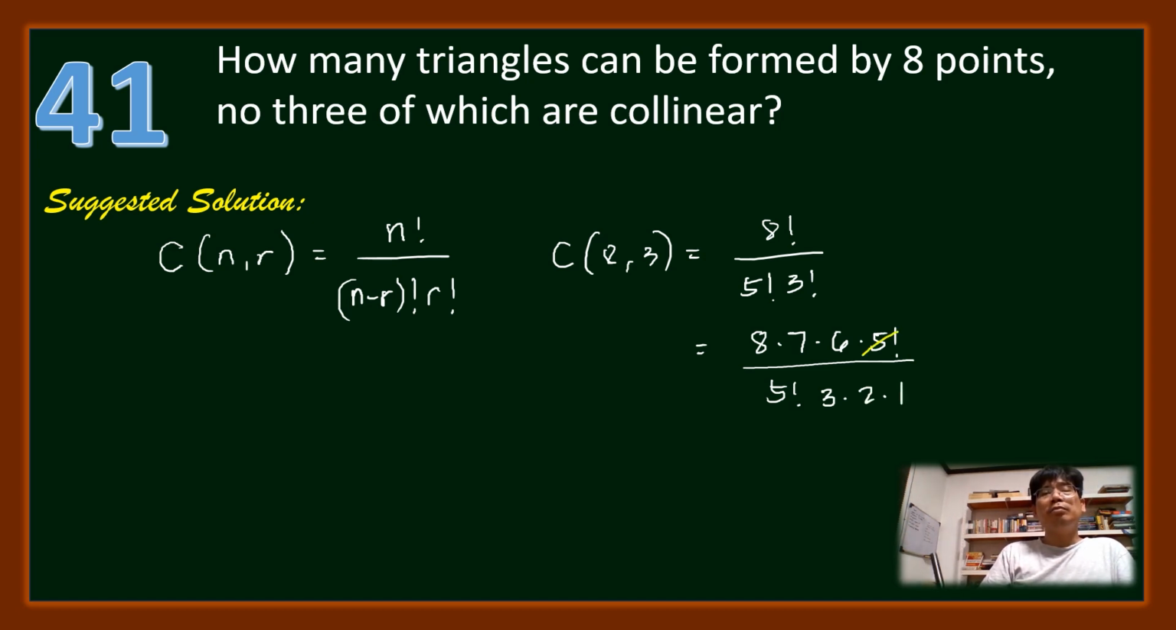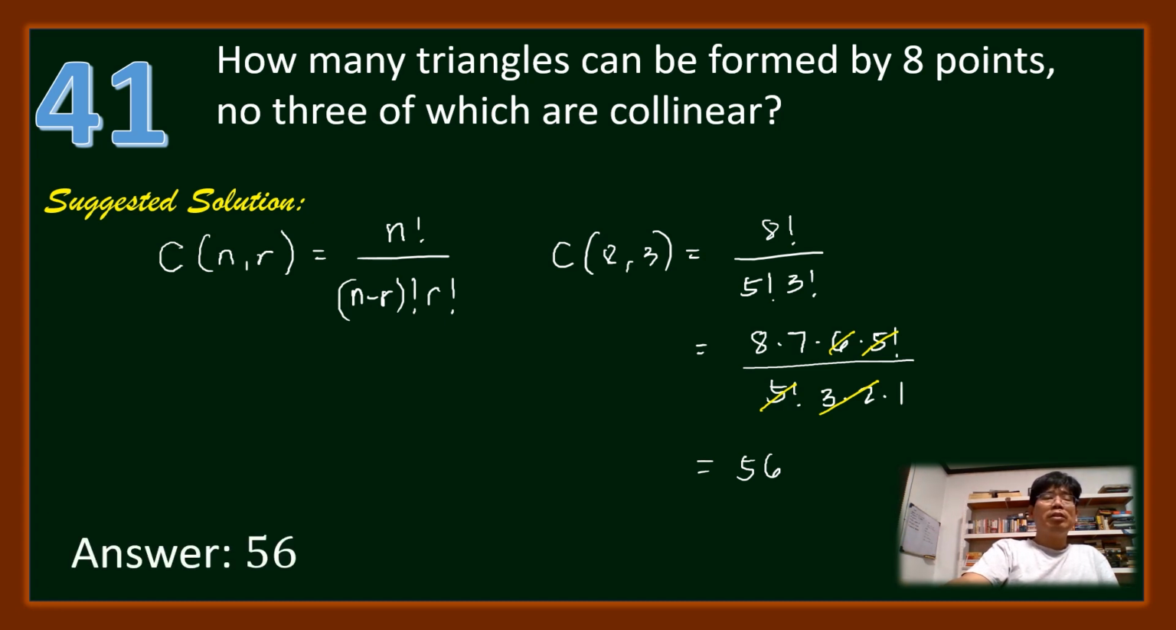5 factorial over 5 factorial is equal to 1. And 6 over 3 times 2 is also equal to 1. Then 8 combination 3 is equal to 56. Therefore, there are 56 triangles that can be formed with 8 points, no 3 of which are collinear.